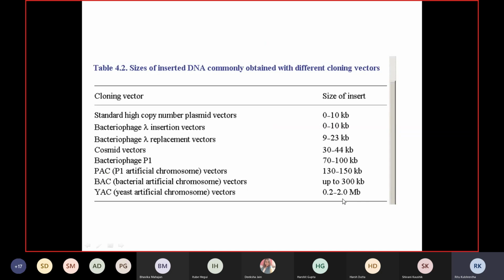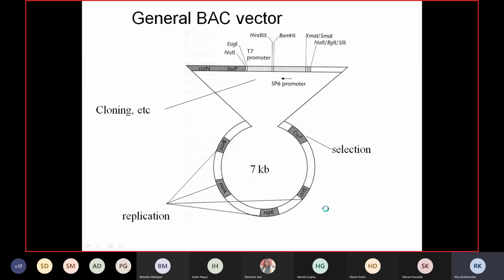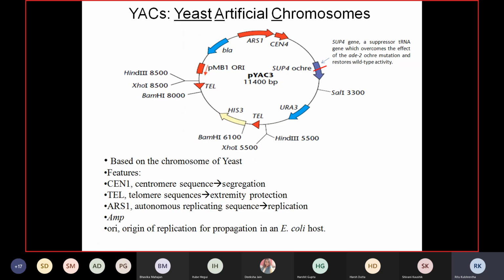Now coming to YAC vectors, their cloning capacity is even bigger. Up to 2 MB can be cloned in these YAC vectors. So first let me introduce you to YAC vectors, and then I'll make a comparison between the BAC and the YAC vectors. These are yeast artificial chromosomes. I could have covered these when I discuss yeast cloning vectors, there's a separate class on that, but I'm discussing it here because I'm telling you about the series of plasmids with increasing insert sizes.